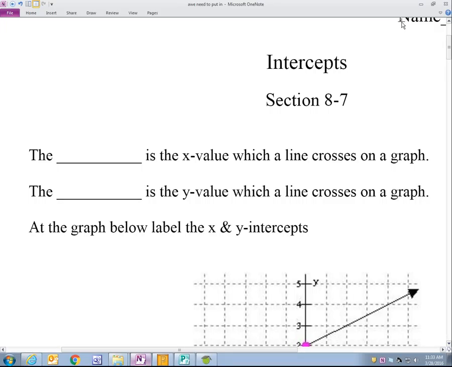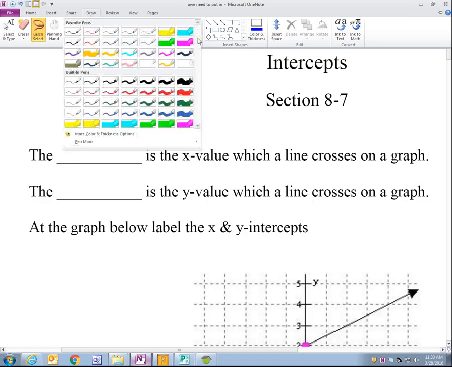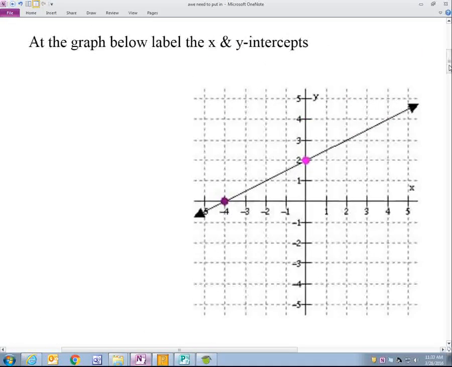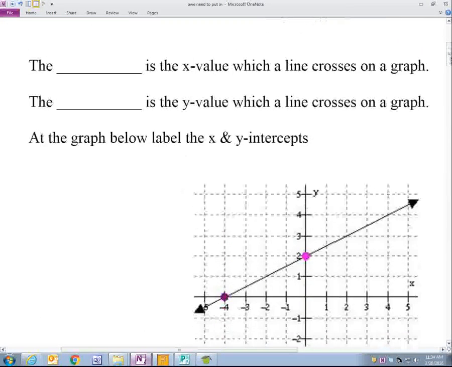The x-intercept is the value in which a line crosses the x-axis on a graph. X-intercept. And in football, when you have an interception, it's when a ball gets intercepted by the other team.